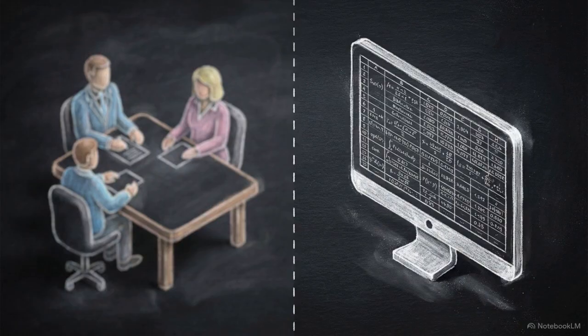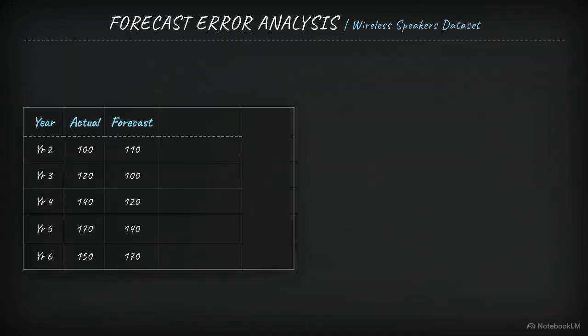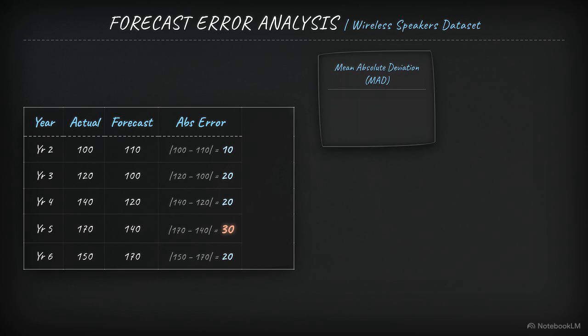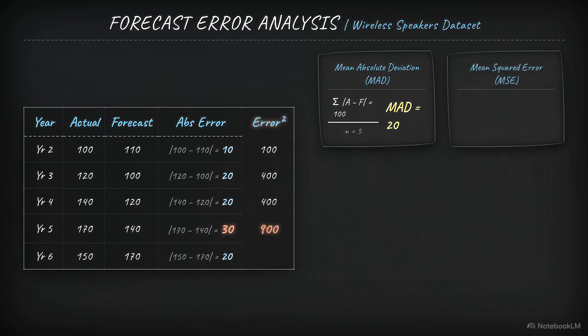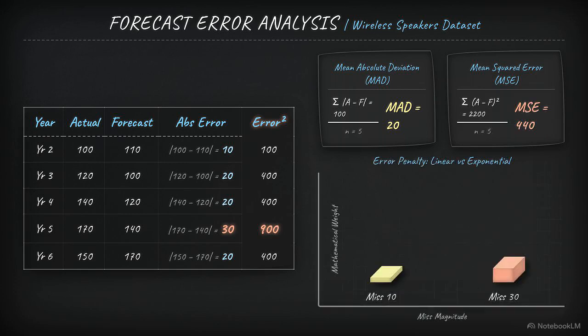Because qualitative intuition is subjective and quantitative models mathematically drift, rigorous error measurement is mandatory. This table shows a sample dataset for wireless speakers. By subtracting the forecast sales from the actual sales, analysts isolate the absolute value of the error, revealing the raw numerical gap between expectation and reality for each period. To interpret those gaps, analysts apply three specific mathematical formulas. The first is mean absolute deviation, or MAD.